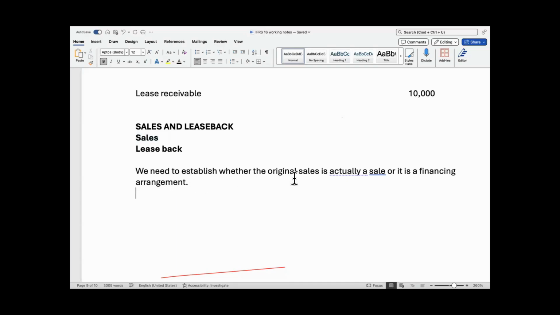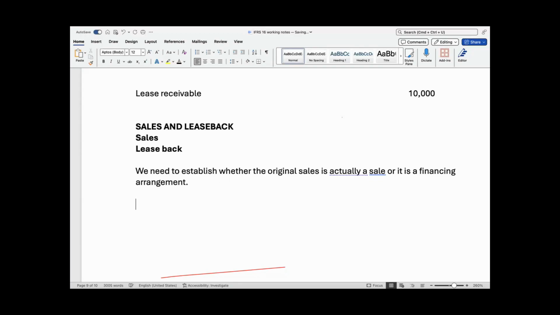The examiner in the exam will not test you on this under leases, IFRS 16. The examiner will tell you whether it is a sale or whether it is not a sale. They would make it clear for you. It will be very clear. If they want to test all of this, then they will be testing repurchase agreements that we did in IFRS 15.